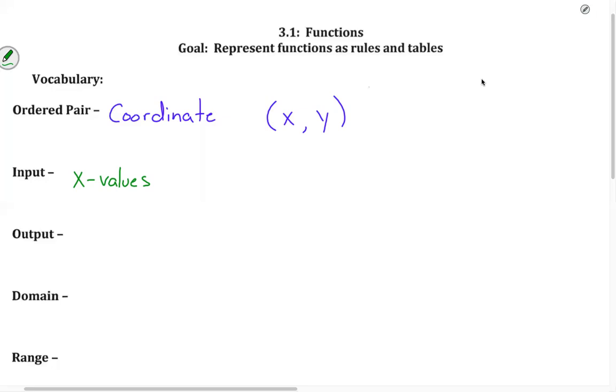So think about it this way. You put your money into a vending machine, and then you put in a code, like X12 or A12. And then it spits something out. So you put in a letter and a number. That's your input, and your output is whatever you're supposed to get. Your input is your X values, whatever you put into the machine, and your output is going to be called your Y values.